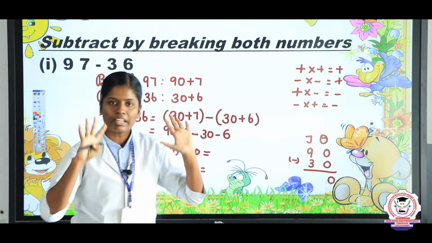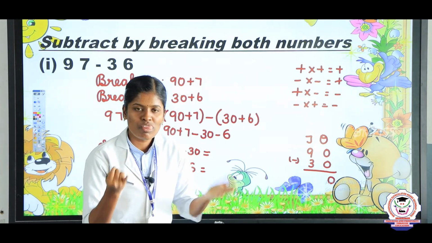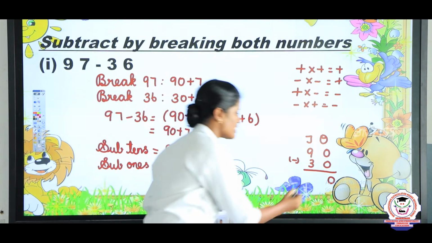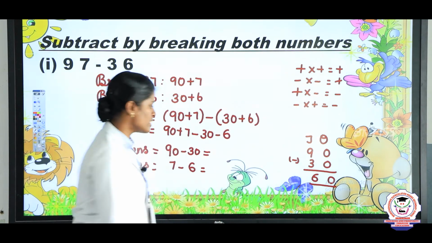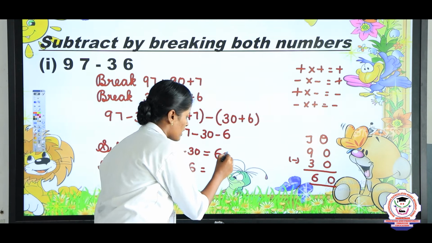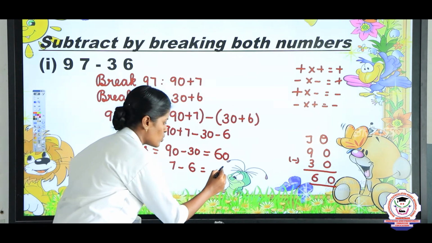Now show your 9 fingers, fold 3 fingers. How many fingers are remaining? Very good. The answer is 6. So 90 minus 30, the answer is 60. Next take 7 minus 6. So 7 minus 6, the answer is 1.